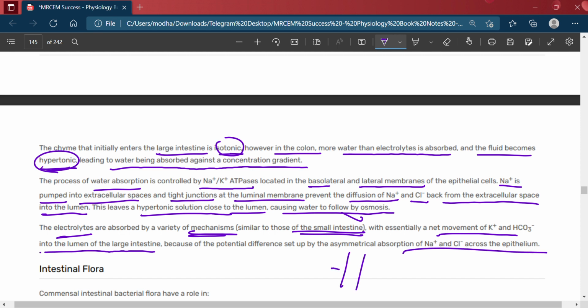So the sodium and chloride from the lumen will come into the bloodstream, and the potassium and the bicarbonate will be excreted into the lumen.